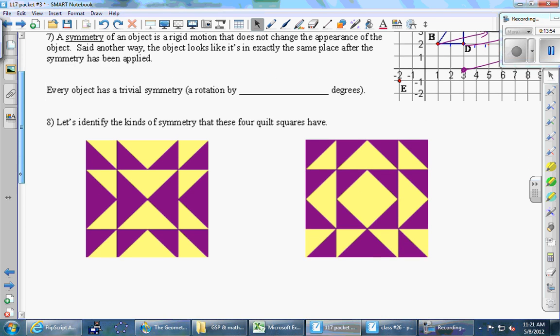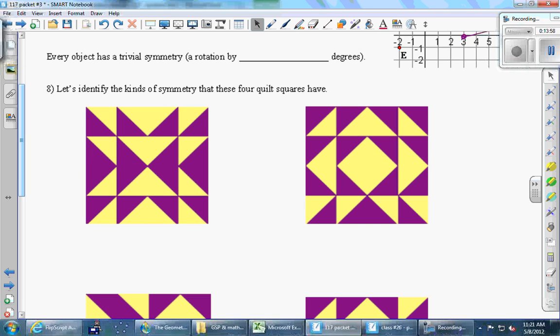Okay, let's jump down to 8. It says we want to identify the kinds of symmetry that these 4 quilt squares have. So first thing we talked about today were reflections. So let's start drawing reflections. Let's draw lines in this picture. If I were to draw a vertical line right through the middle and ask you not to draw anything new, but to look at it and decide whether if you reflect the left-hand side, it lands perfectly on the right-hand side, and the right-hand side reflects and lands perfectly on the left. Does it? It does. It's pretty easy to see.